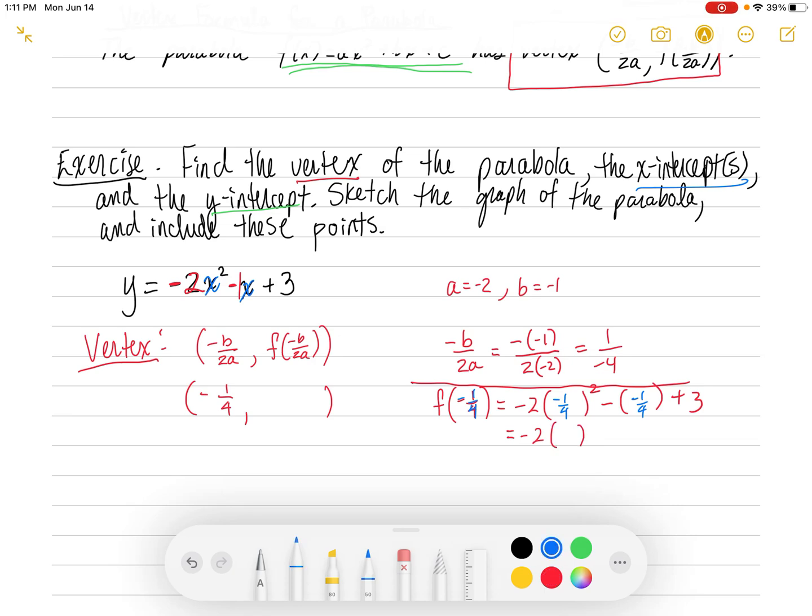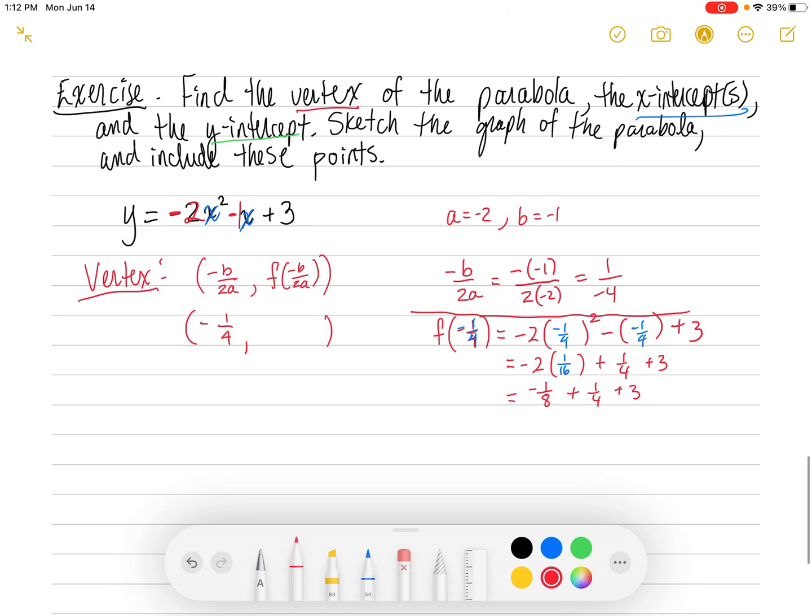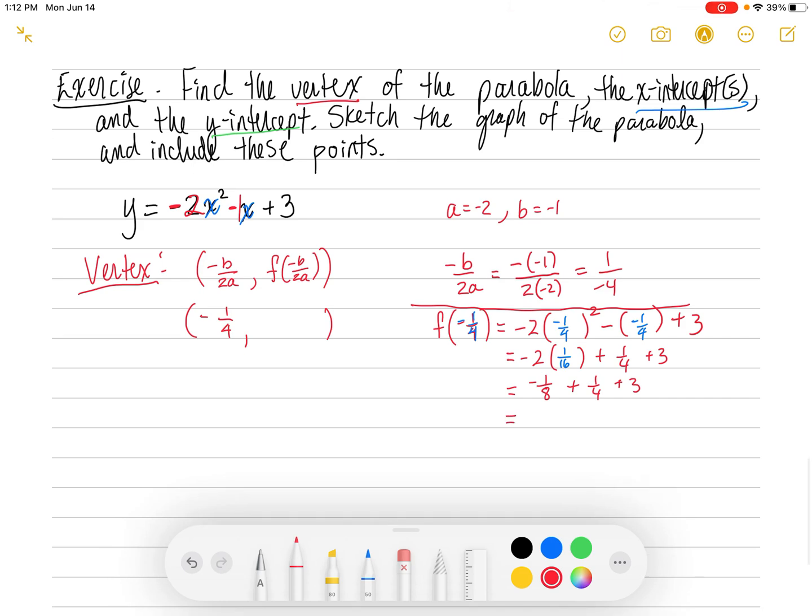Doing this computation is our task right now. So we're going to have minus 2 times, let's see, negative 1/4 squared is positive 1/16. And we have a double negative, so there's going to be a positive 1/4 plus 3. Negative 2 times 1/16 is minus 1/8 plus 1/4 plus 3. So this is going to be, find a common denominator of 8.